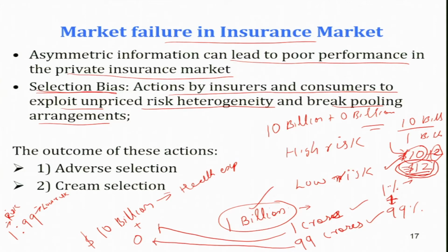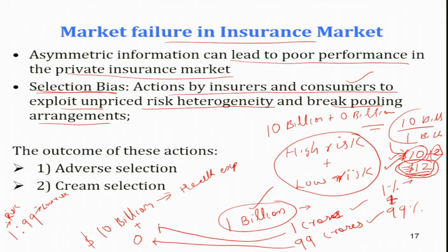So with this information asymmetry, we are going to see that the actions of insurers and potential consumers exploit this unpriced risk heterogeneity, and as a result this is going to break pooling arrangements. Pooling in insurance means risk pooling, where low risk and high risk are pooled together, a premium is calculated, and the insurance product is underwritten and sold in the market. This is a kind of pooling arrangement, risk pooling. Risk pooling means different types of risk.